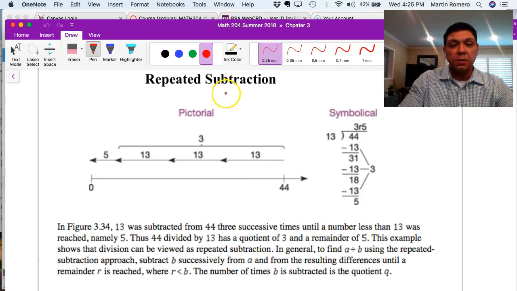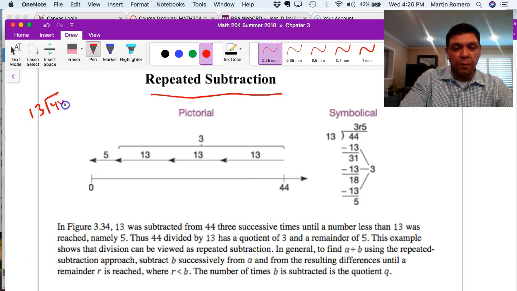What we know is the relationship between multiplication and addition is that multiplication is repeated addition. And so it would make sense that we could do division using repeated subtraction. And here's the example. From a previous problem, we know that 44 divided by 13 is equal to 3 remainder 5.